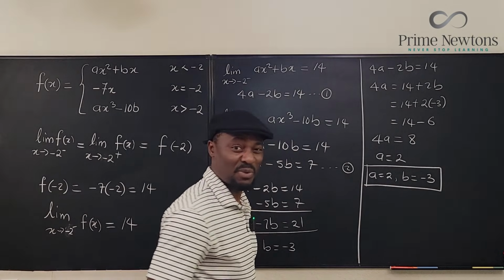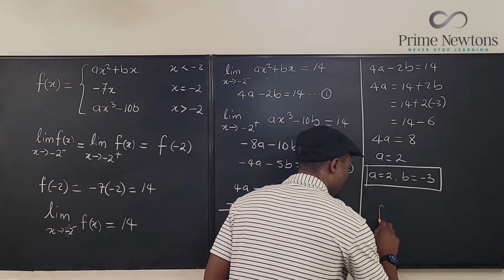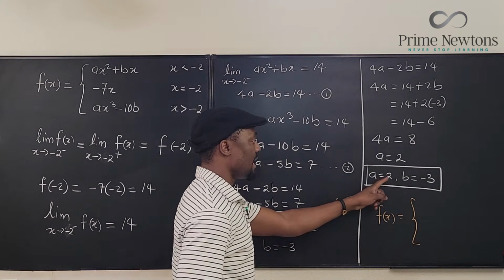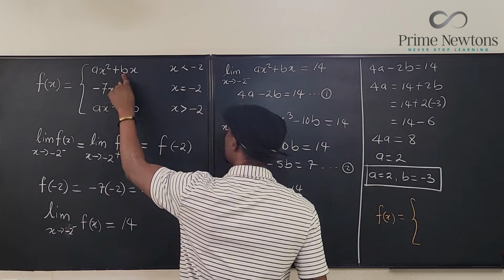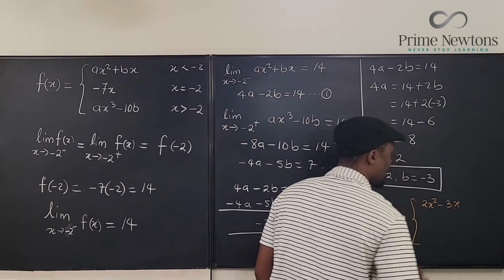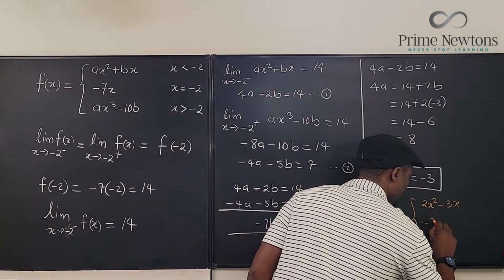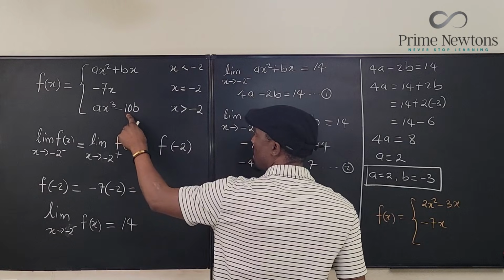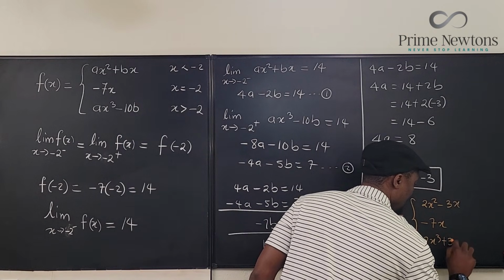We're done with the calculation, but let's just do a quick check. We know that f of x will be equal to, what is a? A is 2, b is minus 3. So you have 2x squared minus 3x as the first part on top. The middle part is minus 7x. And the bottom part is going to be 2x cubed plus 30.